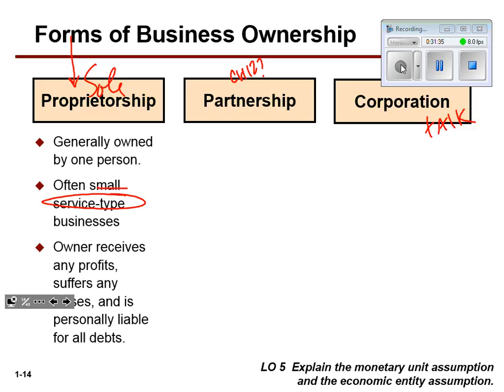The owner takes all of the glory, but the owner also takes all of the hits. The owner receives any profits, but also suffers any losses and is personally liable for all debts. So it's good when it's good. It's ugly when it's ugly. If the business is doing well, all of the money comes to that one person. If the business is financially struggling, who takes the hit? The owner. And if the business can't pay off the debts, guess who they come after next? The person.